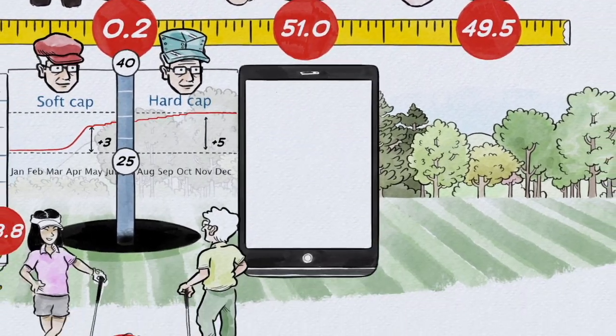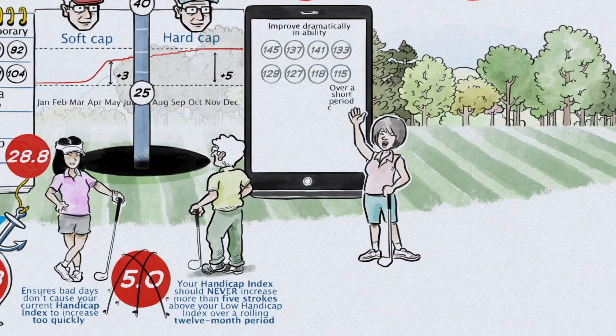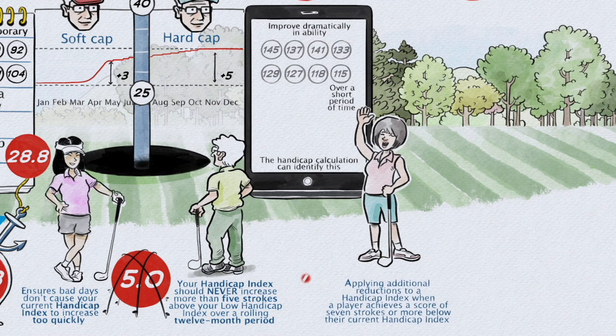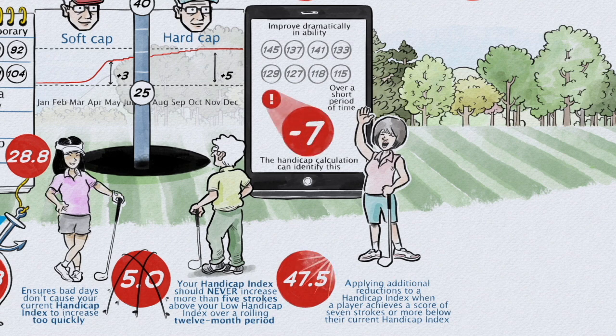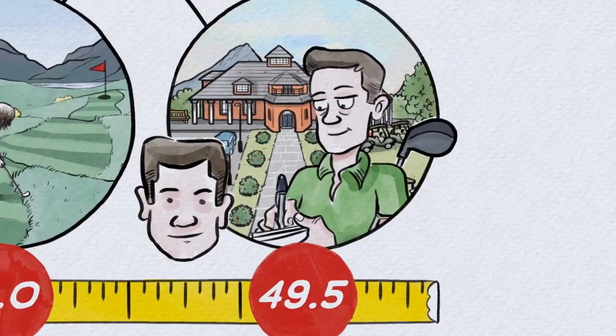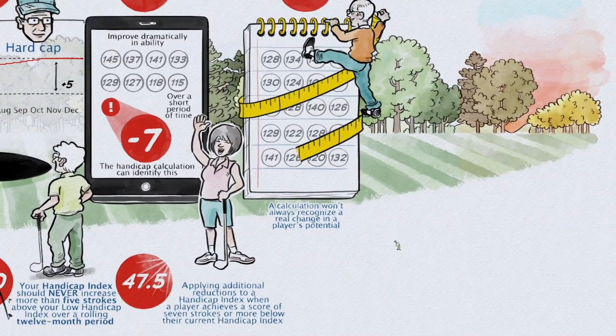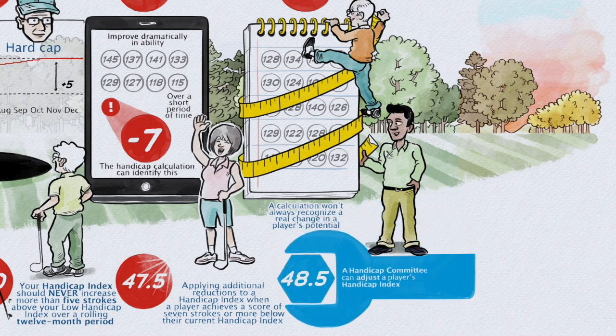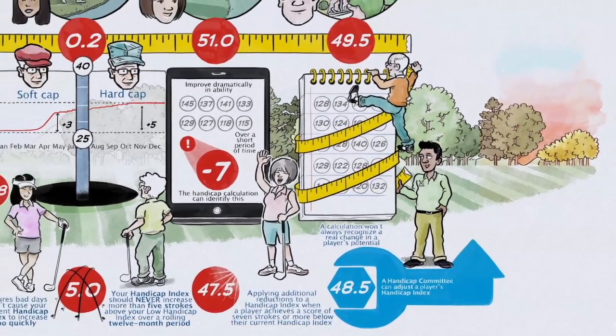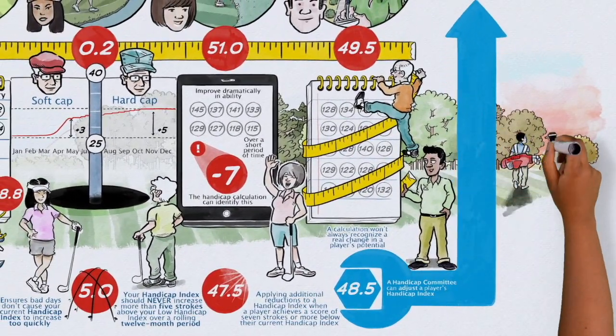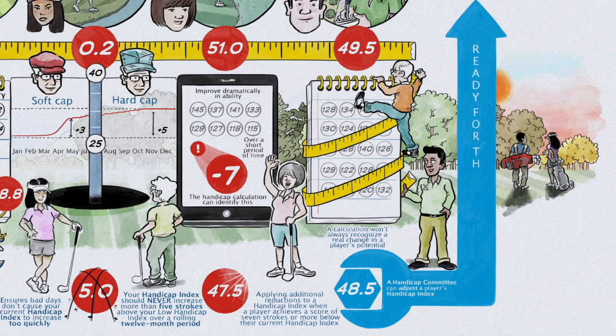Players have great days too. Juniors and beginners in particular can improve dramatically over a short period of time. The handicap calculation can identify this, applying additional reductions to a handicap index when a player achieves a score of 7 strokes or more below their current handicap index. A calculation won't always detect a real change in a player's ability. For that reason, a handicap committee has the tools and can adjust a player's handicap index to better reflect their ability. All these elements come together as your handicap index is revised promptly, ready for the next day or soon after.